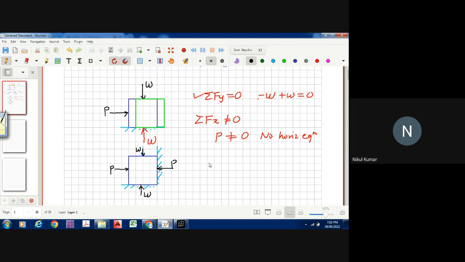Then in this case, sigma Fy is equal to 0, which is minus W plus W, and sigma Fx is equal to 0. You can say minus P plus P, okay, you can start from anywhere. So this is the equilibrium equation.